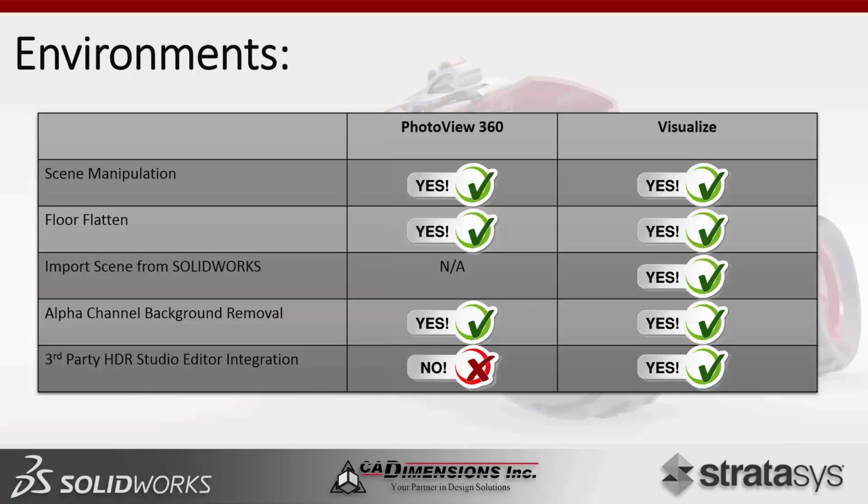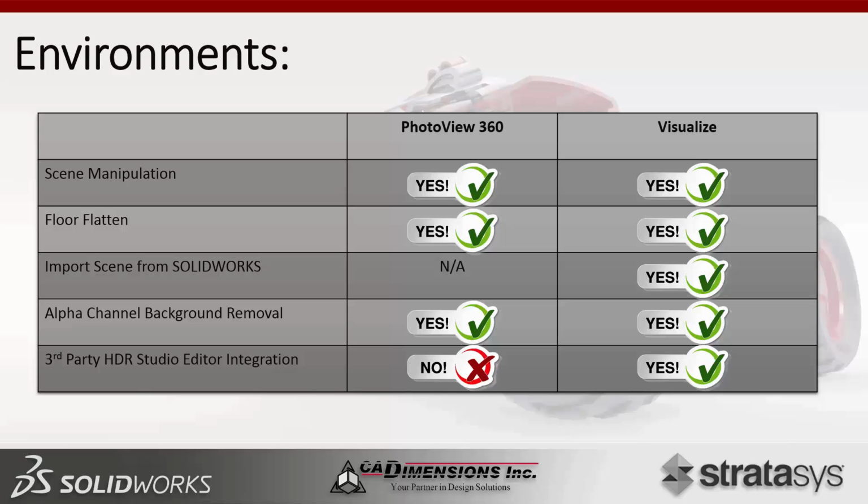Scene manipulation, in this case I'm talking about rotating the environment and things like that, adjusting its brightness. Both of these obviously have that capability. That's critical capability for a rendering package. Both of them also have the ability to take the floor and flatten it. That's helpful in scenarios where you're trying to get things lined up and looking correct with something that would be sitting on the ground. Both of these packages now have that capability.